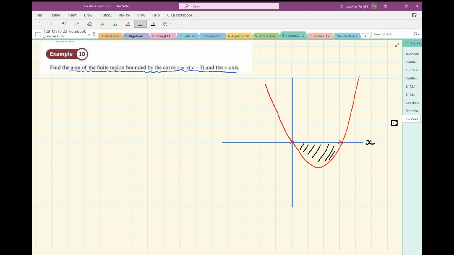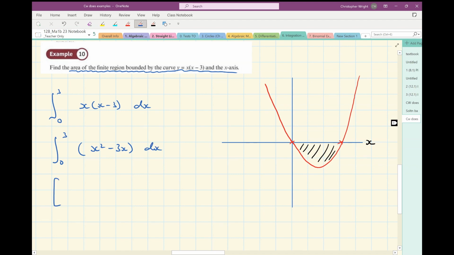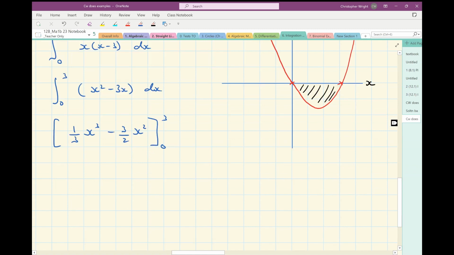So I'm being asked to evaluate the definite integral between the values of x equals 0 and x equals 3 of this expression here with respect to x. Okay, so the first thing to do is to multiply out that bracket. So I've got x squared minus 3x. Right, so let's get on and integrate that. So 1/3 x to the power 3 minus 3 over 2 x squared. I don't need to worry about the constant term, and I'm evaluating it between 0 and 3.